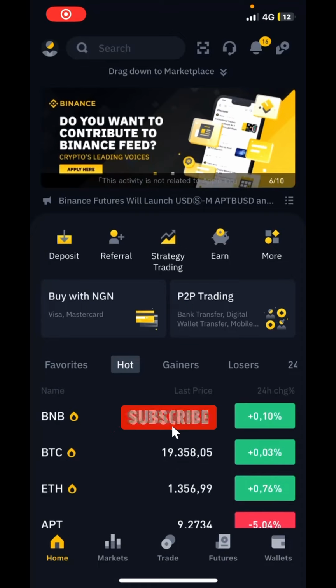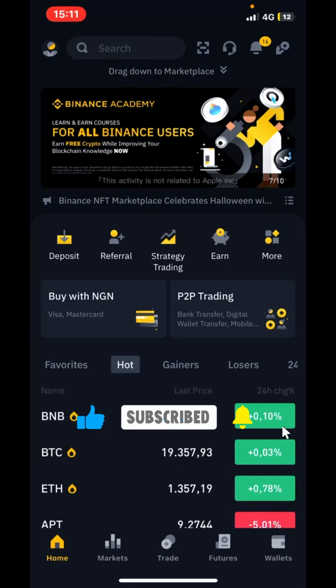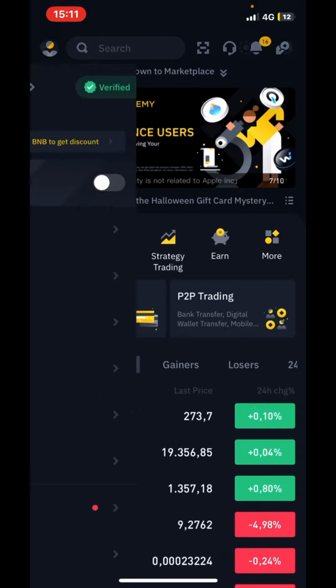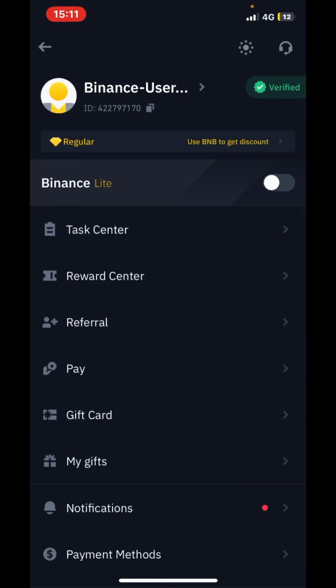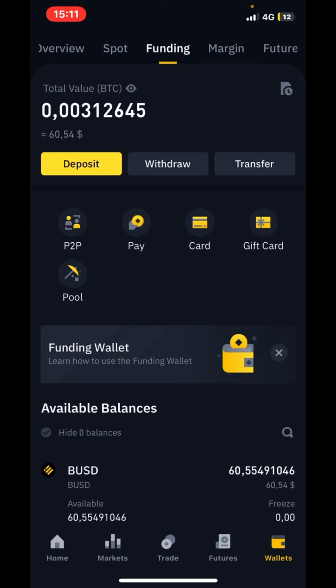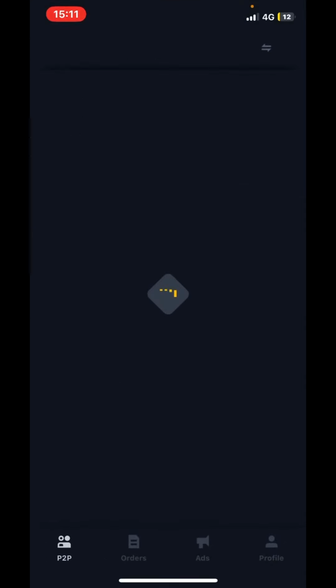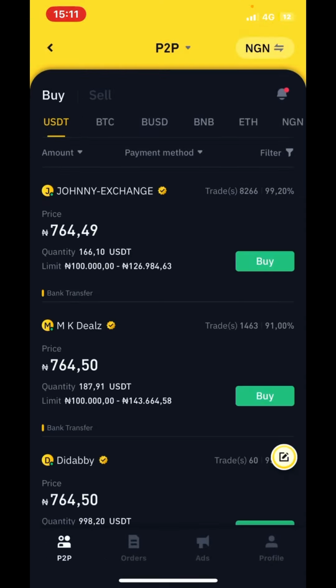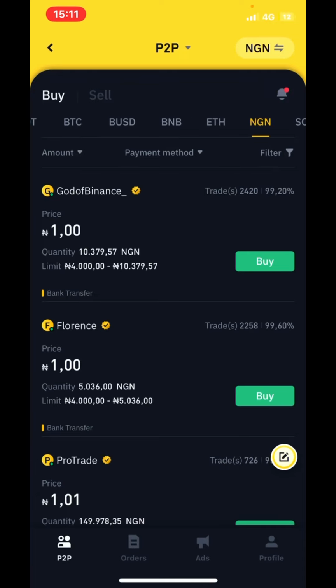Open your Binance account, then come here at the left corner of your phone. Make sure you are verified, like this says verify. Then go back to wallet and funding, then go to P2P. After going to P2P, go to NGN. Remember, we use 500 to make an example illustration on this video.